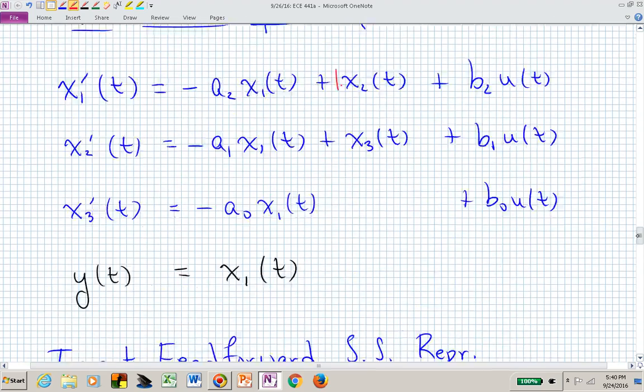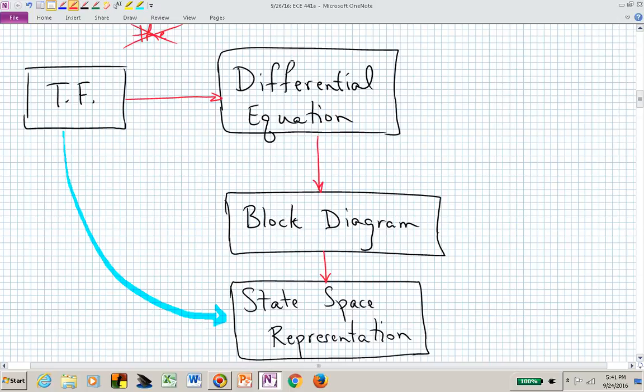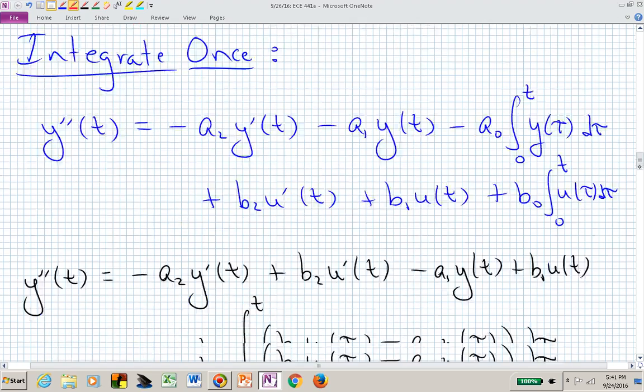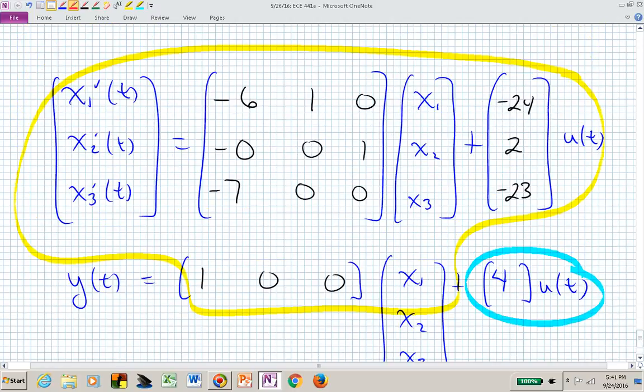We have now looked at how we can go from transfer function to differential equation to block diagram to state space, and now with what we've derived, you can bypass those two intermediate blocks and go directly from a transfer description to a state space representation. And next time we will talk about a different way to go from a transfer function to a state space representation, which will be a little bit different, but again, it's going to be a state space representation. I'll see you then.